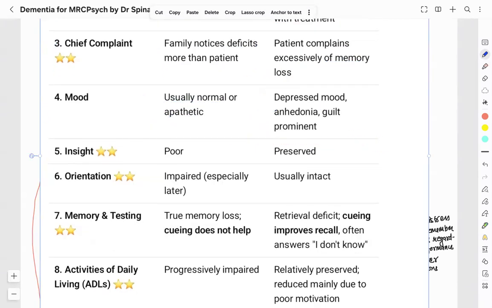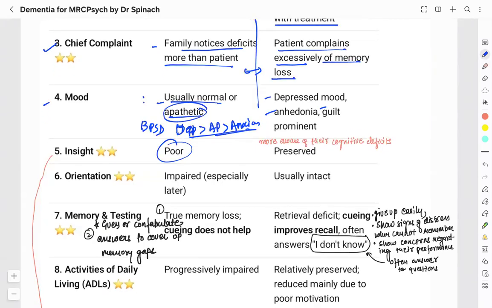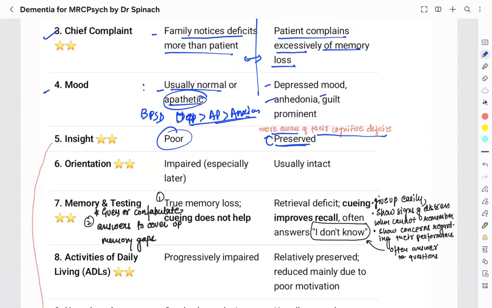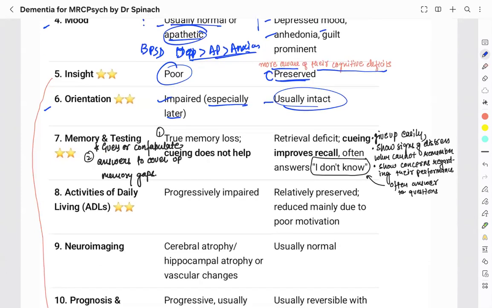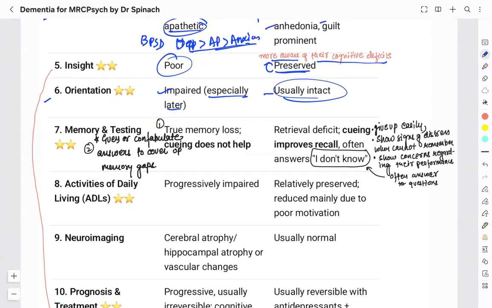Then insight, poor. This is important. And here insight is preserved. The patient is more aware of their cognitive deficits. Orientation impaired, especially later. Here intact. Memory and testing, now, we already discussed this.